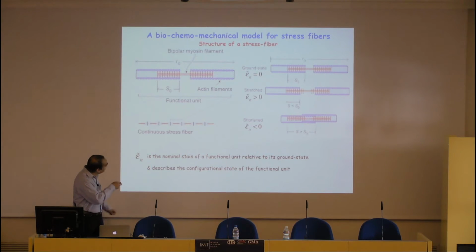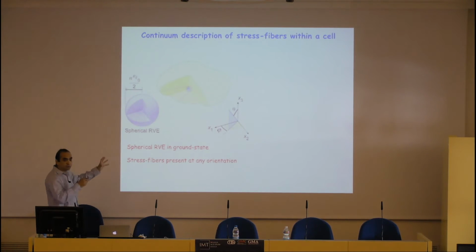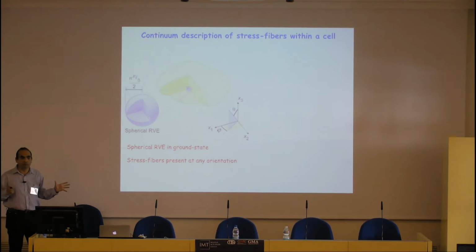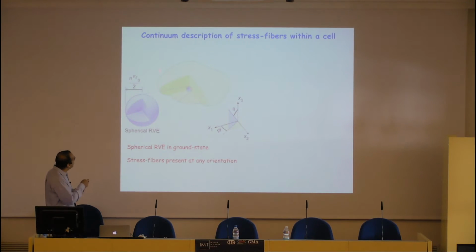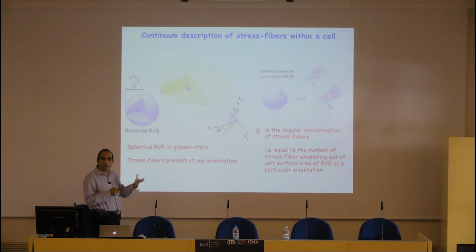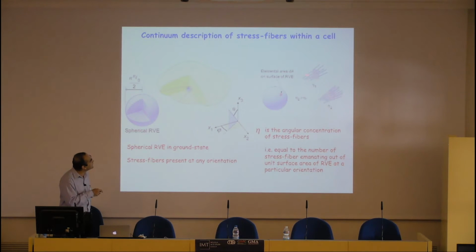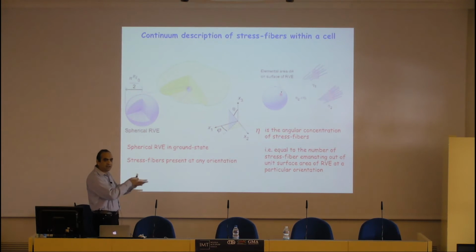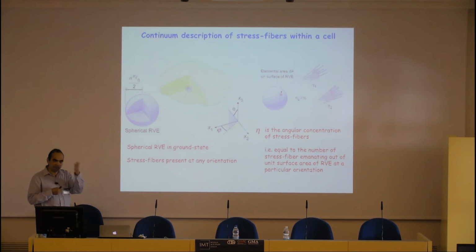And you have lots of these fibers. These fibers can be in different places inside the cell. They can be at different orientations. So we think of a large cell with some kind of spherical RVE inside that cell, with these stress fibers at various orientations, and then you describe the angular number density of these stress fibers. At any given angle, eta is the angular concentration of these stress fibers. It tells me the concentration of these fibers at a given orientation at a given position inside the cell, where each of those fibers is what I just described before.